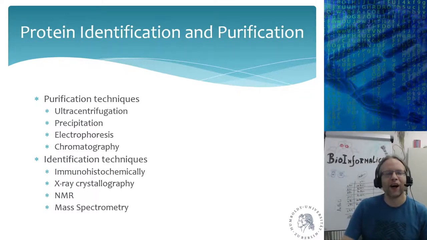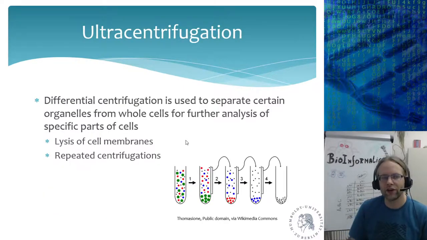Chromatography. And there are different identification techniques like immunohistochemistry, X-ray crystallography, NMR or mass spectrometry, and of course we can use 2D, two-dimensional gel electrophoresis. But we will just quickly go through all of them. Because what is ultracentrifugation? Ultracentrifugation is a step where you do centrifugation, where you separate certain organelles from the cell for further analysis.